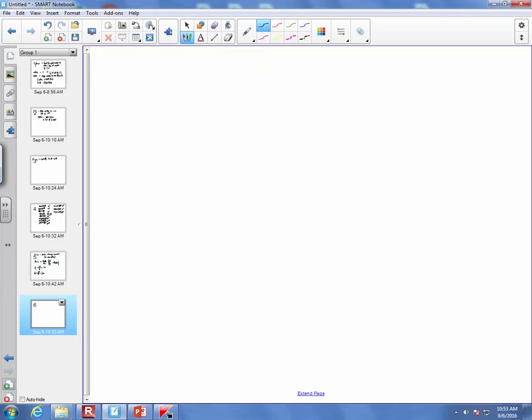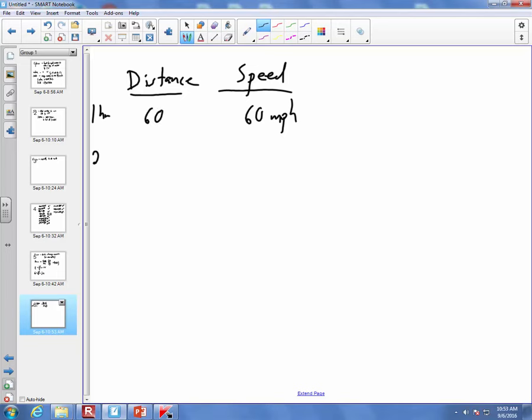We think about this in terms of speed. We have distance and speed. Let's say you're driving at 60 miles per hour. After 1 hour, how far have you gone? 60 miles. After 2 hours, how far have you gone? 120. How fast are you going? You're going 60 miles an hour. After 3 hours, how far have you gone? If you're still going 60 miles an hour, then you have gone 180 miles. And how fast are you going? 60 miles an hour.